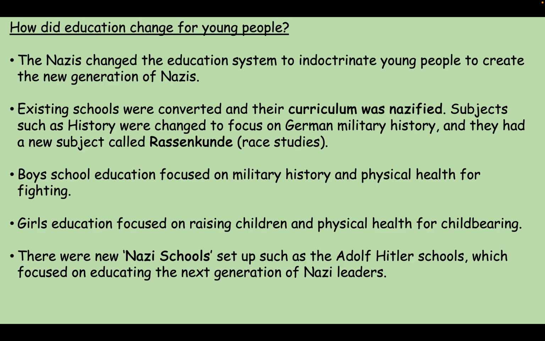The girls' education was focused much less on academic subjects and more on raising children and how to have the best physical health for childbearing. There were some new Nazi schools set up, so schools set up by the Nazis, such as the Adolf Hitler schools. And the idea was for the Adolf Hitler schools that they were the most intelligent, the most aspirational students who would be the next generation of Nazi leaders. But there was very few of these schools. The vast majority of German children went to an existing school that had been Nazified.